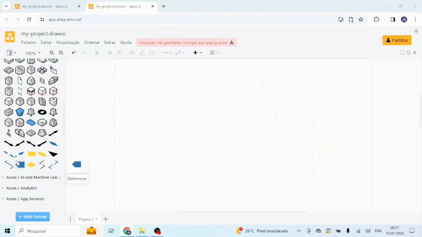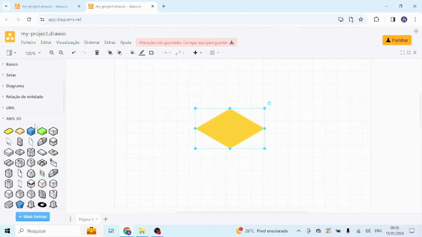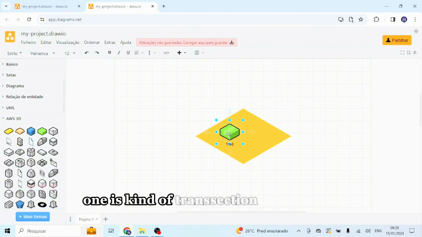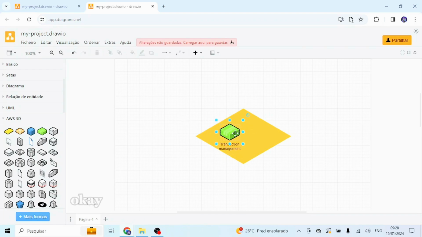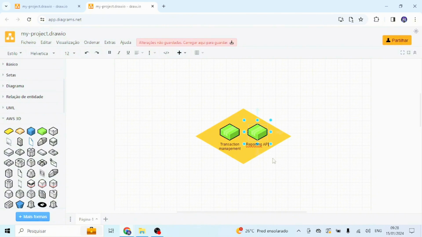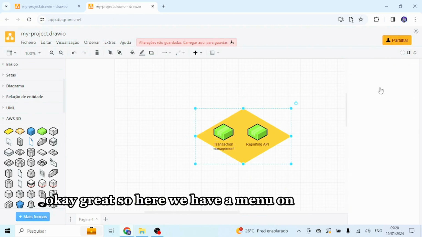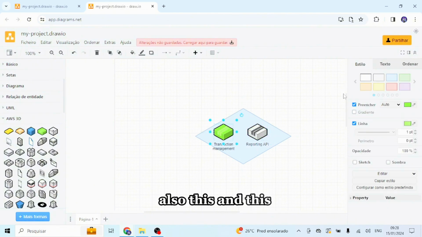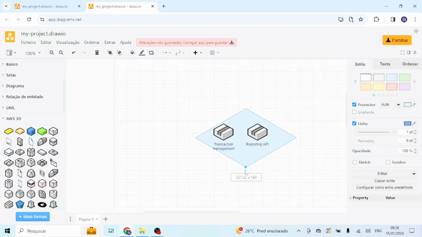So I'm going to start with the solution architecture. Let me drag and drop this guy. And if you remember, we have two services here. One is kind of transaction management, and the other one is reporting services. Okay, great. So here we have a menu on the right side, and I'm going to change this color, also this and this.